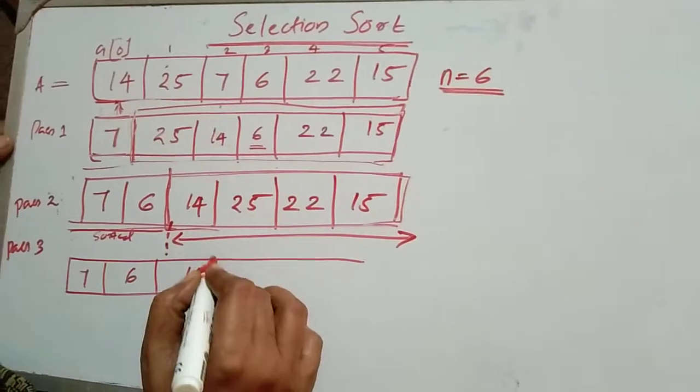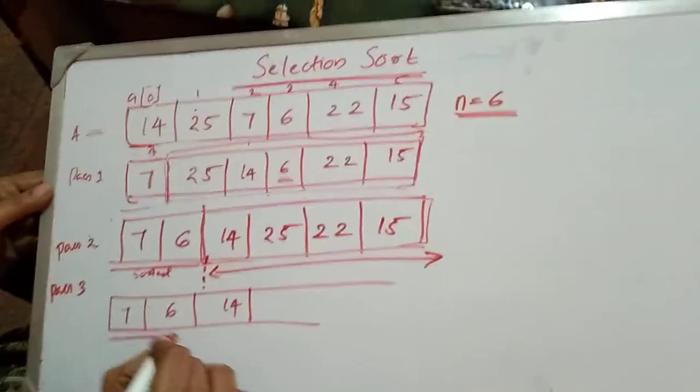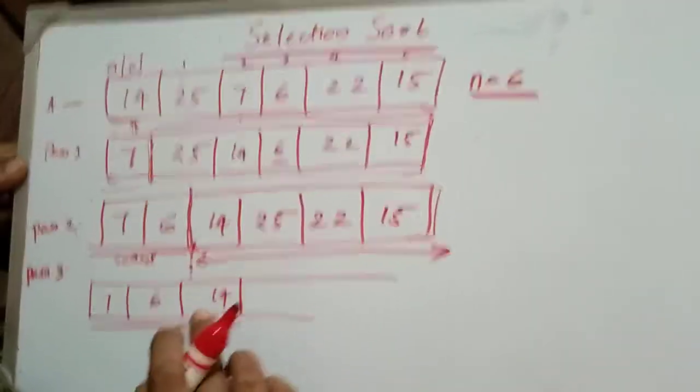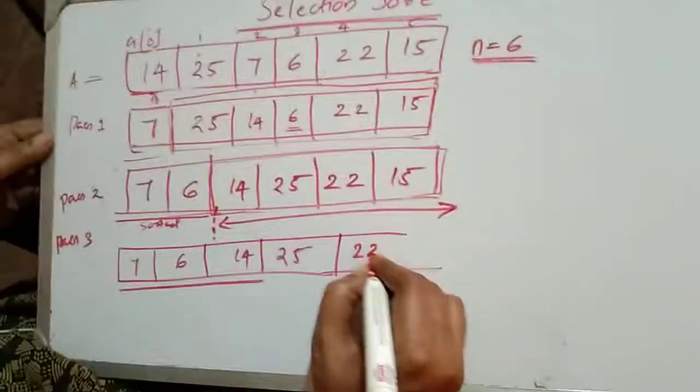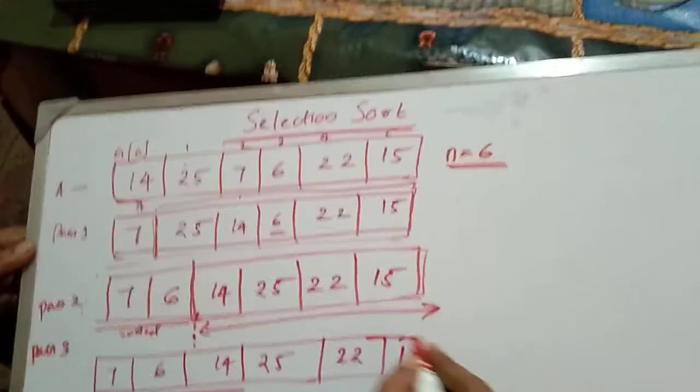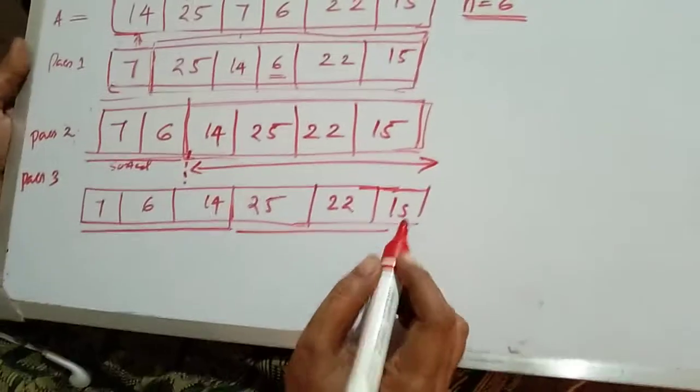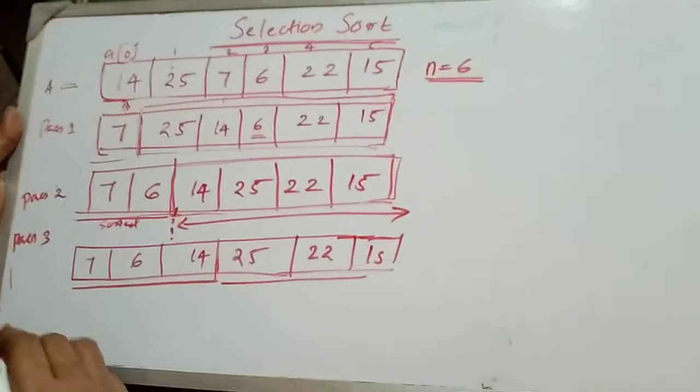So now our sorted subarray has the elements 7, 6, 14 and the rest will be like this: 25, 22 and 15. This is our sorted subarray and this is the unsorted subarray, and here again we will check what is in the next one.